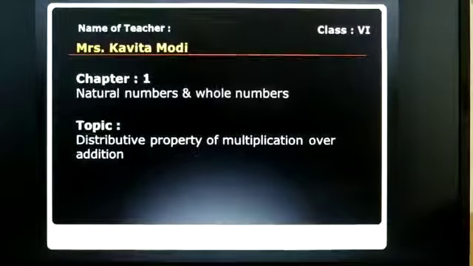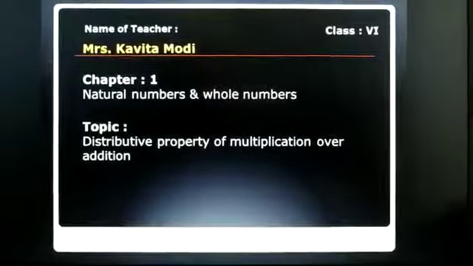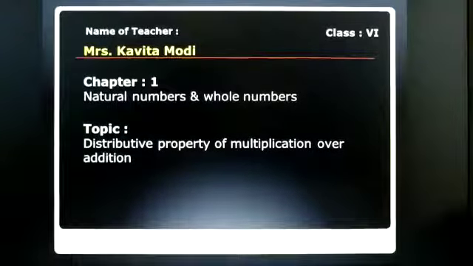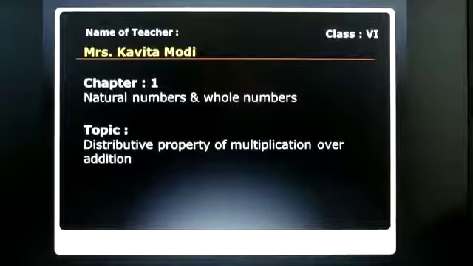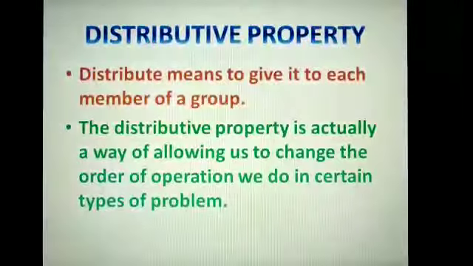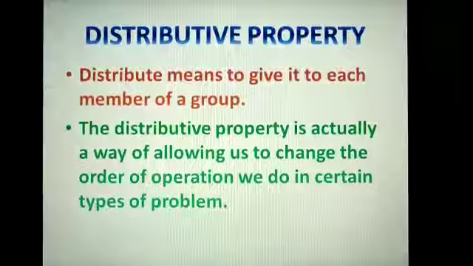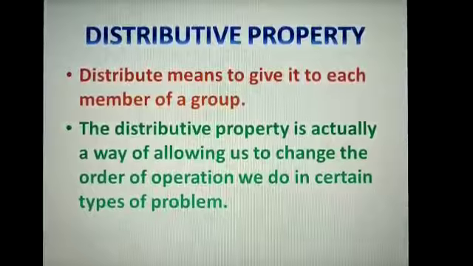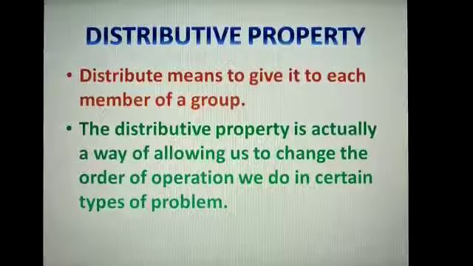Today we are going to start chapter 1, natural numbers and whole numbers. In this chapter, our topic is distributive property of multiplication over addition. The first is simply knowing what the word distribute means. To distribute something means to give it to each member of a group.